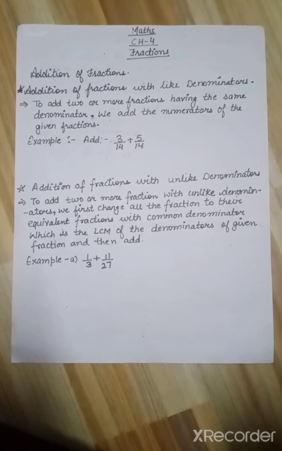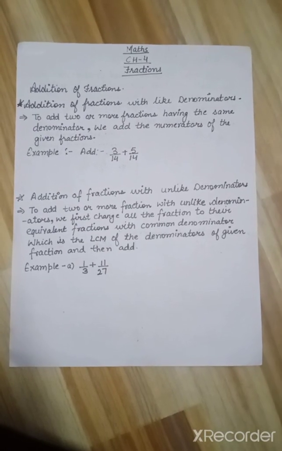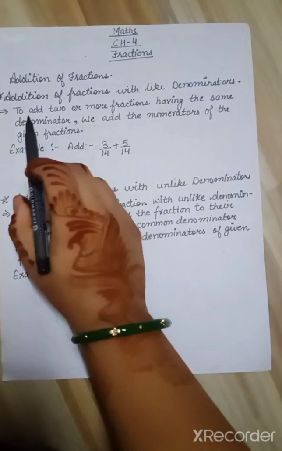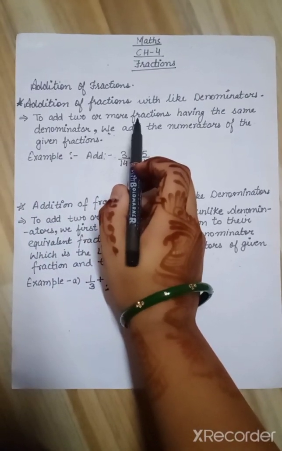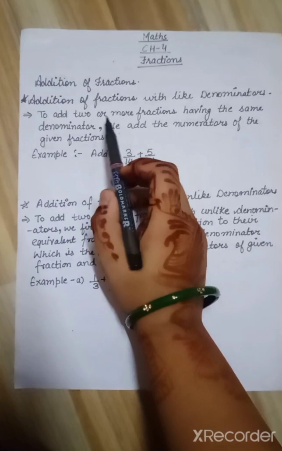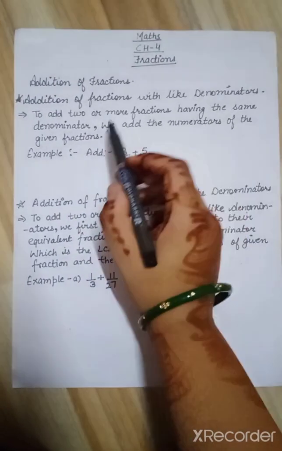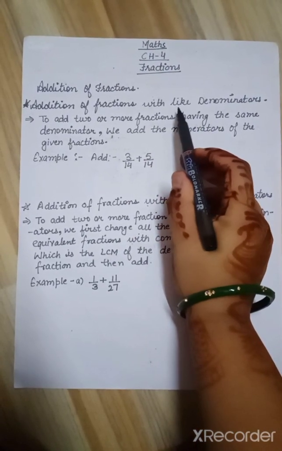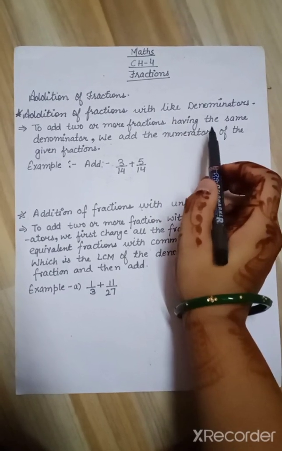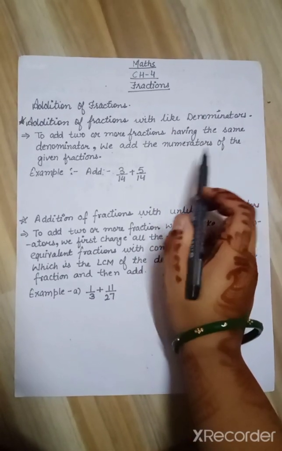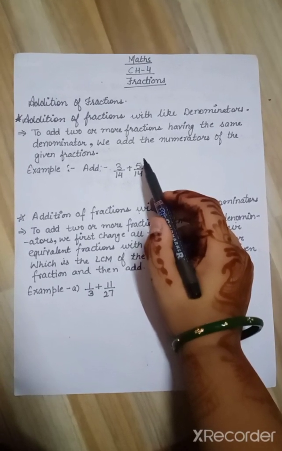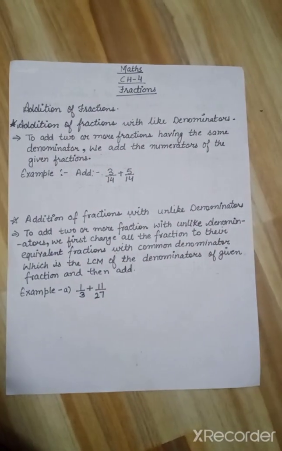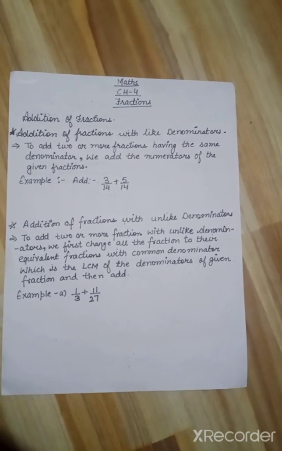As you all know, like denominators means the fractions which have the same denominator. To add two or more fractions, we cannot add only one fraction, so we need two or more fractions. To add two or more fractions having the same denominator, because we are doing addition of fractions with like denominators, we add the numerators of the given fractions. We will add the numerators only. And the denominator is the same, so we will take that denominator as the common denominator of the given fractions.